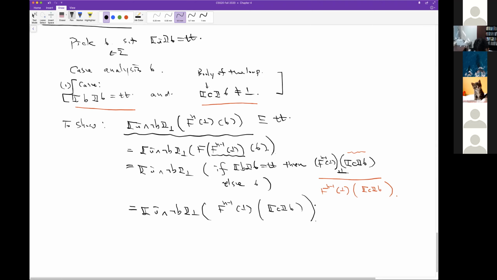So at this point, we want to use the induction hypothesis with respect to F and n minus 1. But to use the induction hypothesis, we need to know that the state we are giving here, which is not sigma but command C applied to sigma, actually satisfies the invariant. So if you compute the invariant here, if the answer is yes, then we can use the induction hypothesis. If no, then we got stuck.